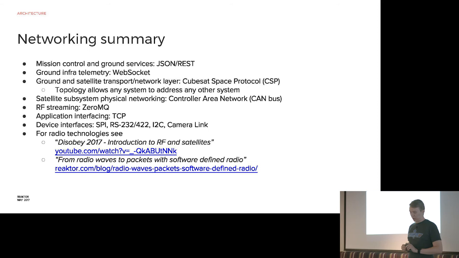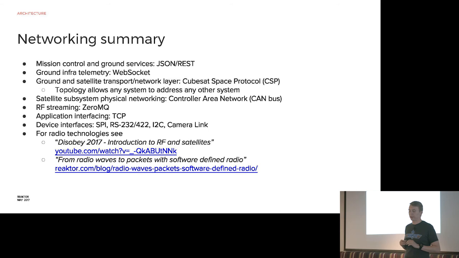Within the satellite, we are using CAN bus, which is usually used in the automotive industry. For streaming the RF data, we are using ZeroMQ, partly inherited from how the GNU Radio stack provides its interfaces. And for the application, we use plain old TCP, so you can make your application with whatever technology without any additional stack. And there is also some networking, but not that much, in the different interfaces we have to use within the satellite.